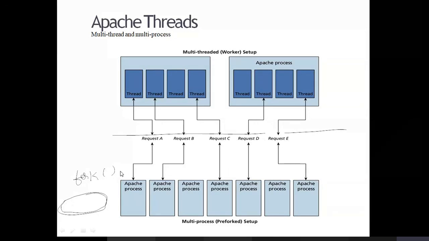Since forking is time intensive, if it had to create the process and then assign the request, it would take a lot of time. So that is one advantage of this multi-process: it keeps a pool of processes, and as and when a request comes, each process is assigned to handle that particular request.